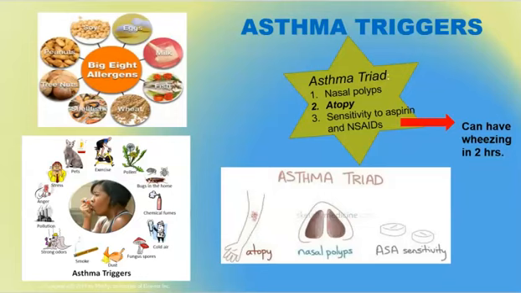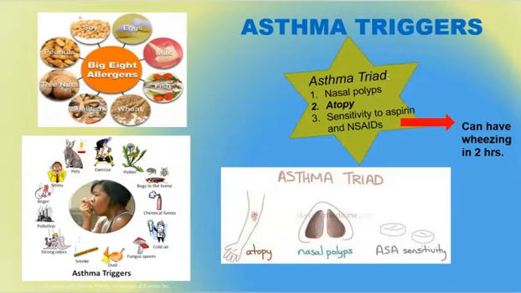So you may have heard about the asthma triad, may or may not have. Basically, there's three things that make patients more susceptible to asthma: nasal polyps, sensitivity to aspirin and NSAIDs, and atopy. Those are your asthma triggers, your asthma triad.